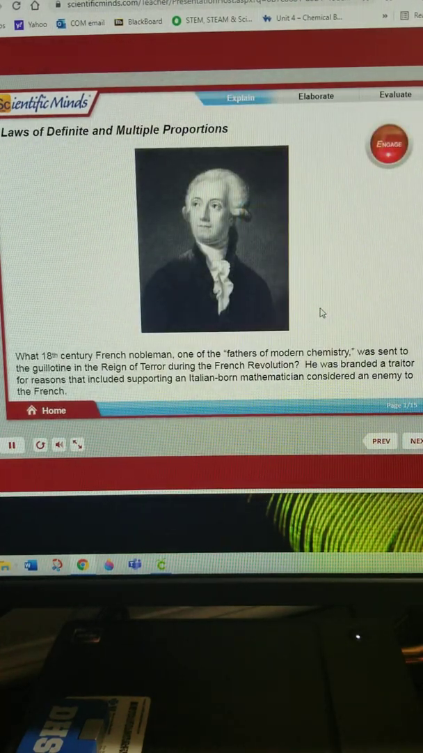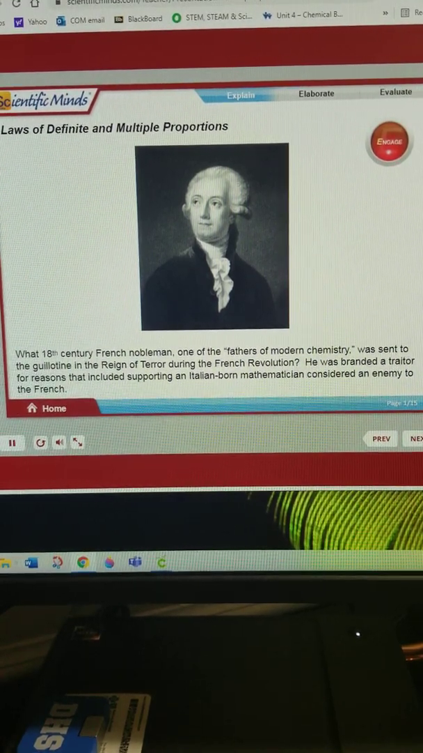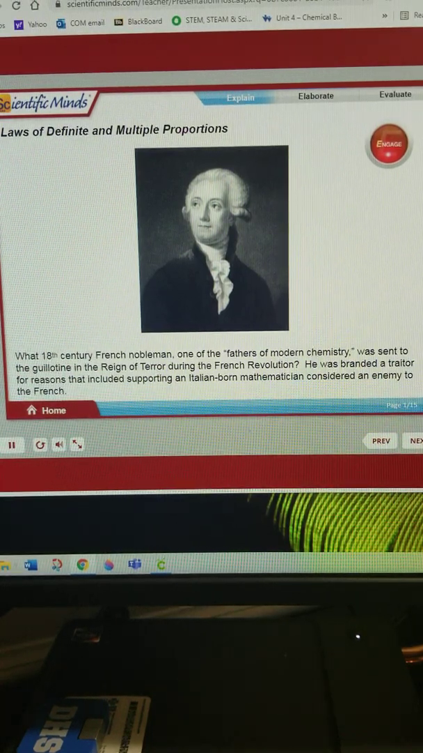What 18th century French nobleman, one of the fathers of modern chemistry, was sent to the guillotine in the Reign of Terror during the French Revolution? He was branded a traitor for reasons that included supporting an Italian-born mathematician considered an enemy to the French.